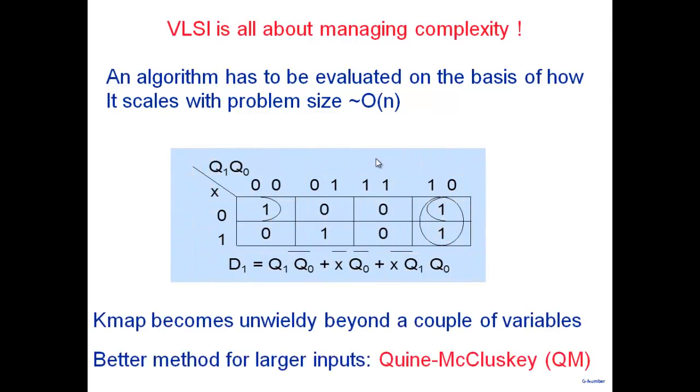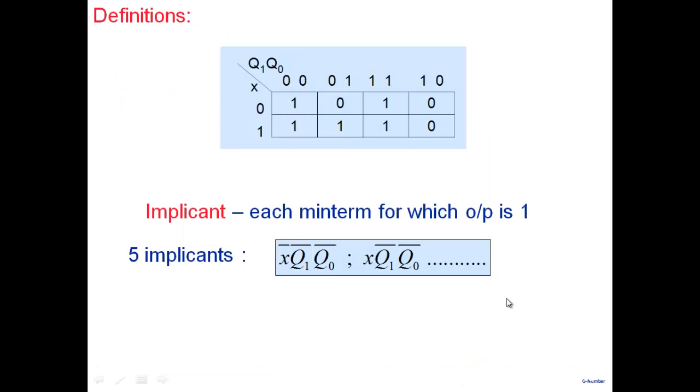So let's look at an alternative method where you don't have to represent it in the form of a table and visually look at which terms you can combine and which you cannot. This is the Quine-McCluskey method. So let's look at how this method carries out the minimization process.